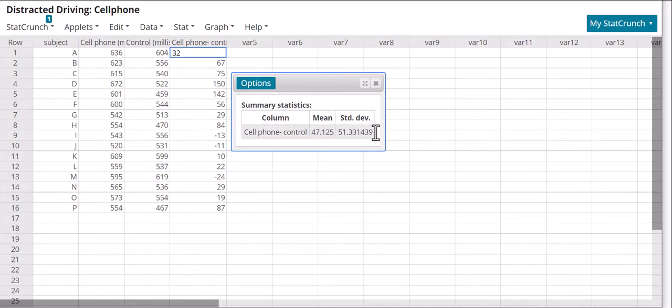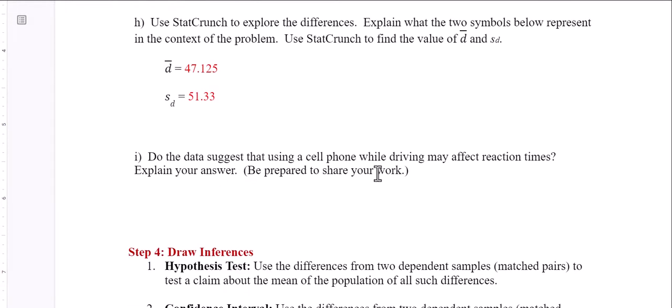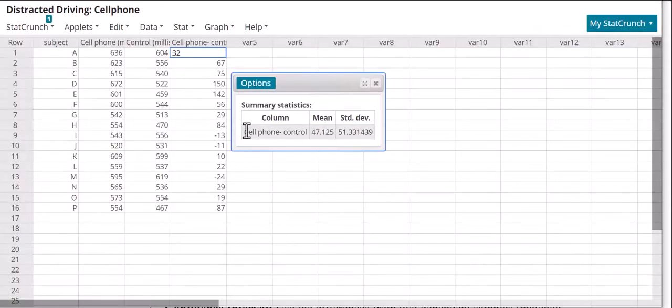I'll take those values and put them back in the notes. Back in our notes, we put our mean of the differences and the standard deviation of the differences. Do the data suggest that using a cell phone while driving may affect reaction times? Explain your answer and be prepared to show your work. How do you show your work? Let's go back to StackRanch. As we discussed earlier, because the differences are positive, most of the students had longer reaction times while they were talking on a cell phone than when they were just listening to music.